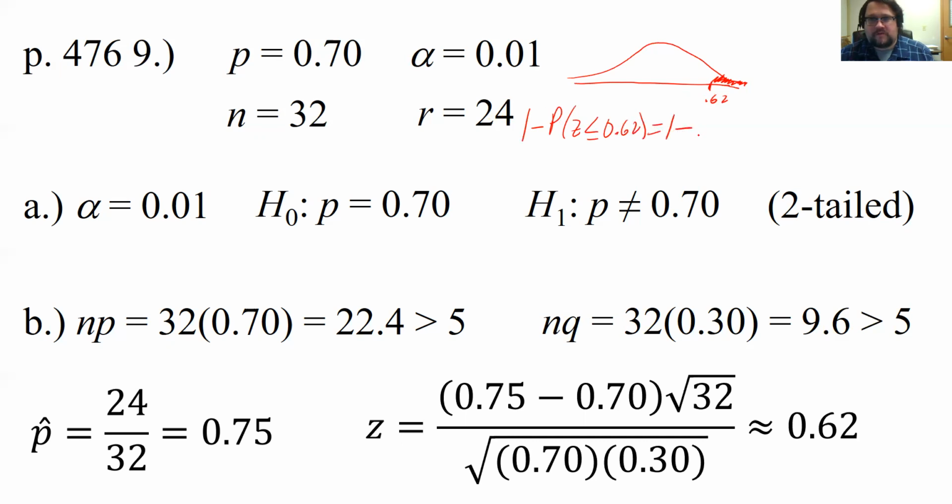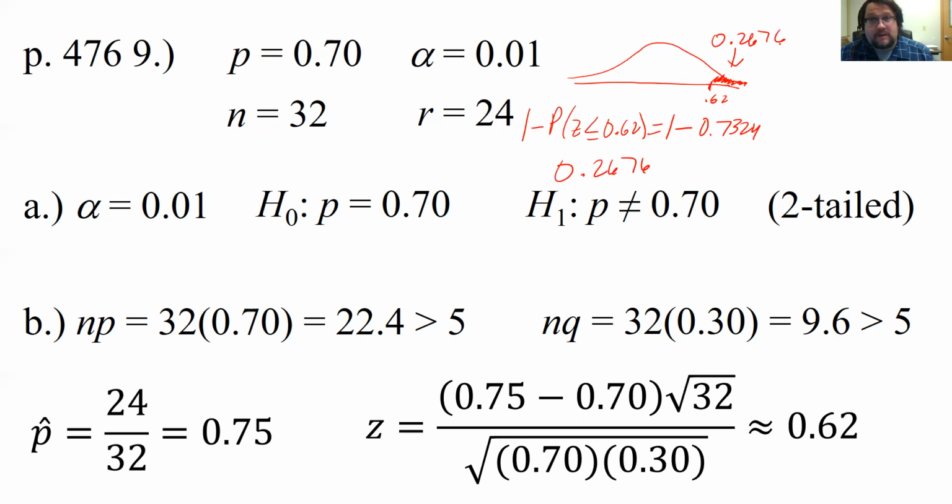So 1 minus the table value for 0.62, which is 0.7324. Let's subtract that: 1 minus 0.7324. I got a value of 0.2676. That's the probability I would fall in that area.